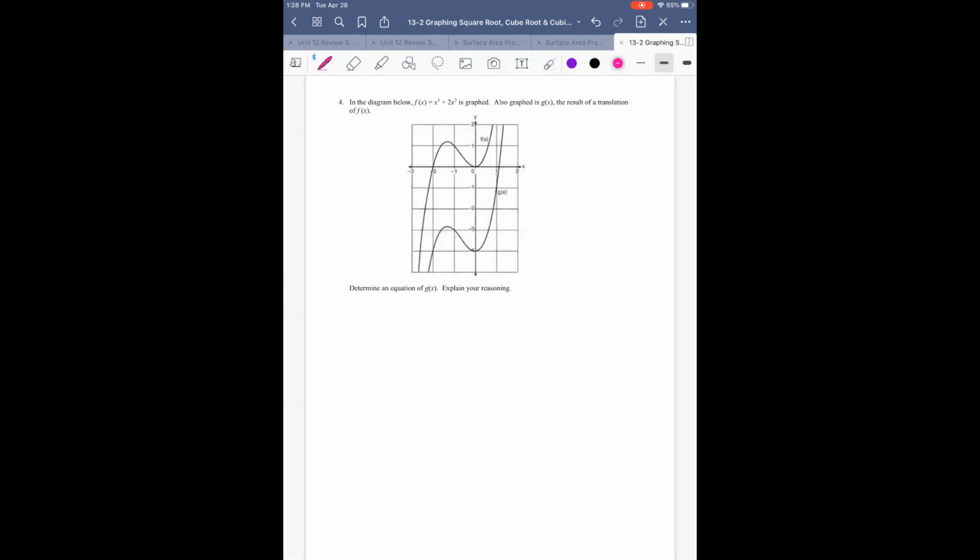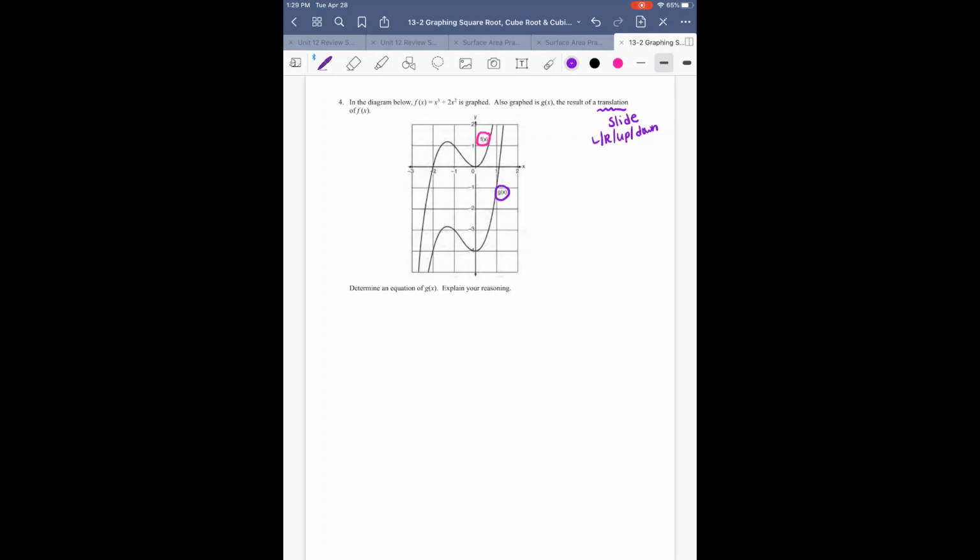All right, our last question for our guided practice. Question number 4. In the diagram below, f of x equals x cubed plus 2x squared is graphed. So that's the top function, that's f of x. Also graphed is g of x, which is on the bottom, which is the result of a translation of f of x. So a translation just means a slide. That means we're moving something either left, right, up, or down. Left, right, up, or down are the options we can have.